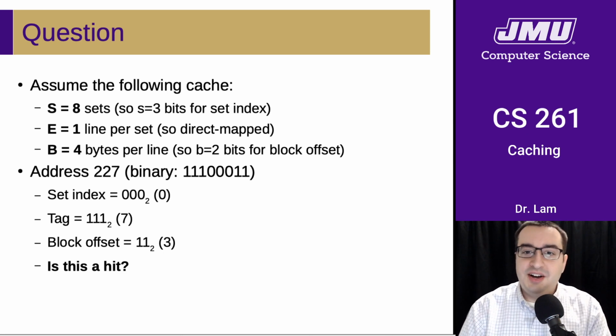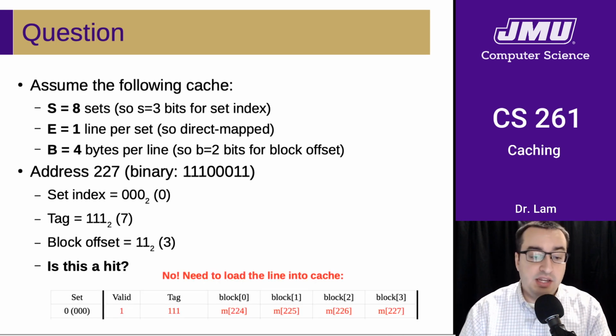All right, and so hopefully looking at your lab sheet, you can see that this is not going to be a hit because we don't have anything in our cache yet. And so we're going to have to load the line into cache. And this is how we're going to ask you to write this down on the lab. So we're going to set the valid bit to 1 to indicate that there's now something being stored in this line, in this set. And we are going to set the tag based on the address that we are looking up right now.